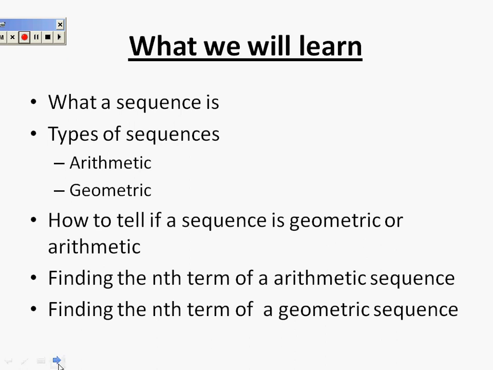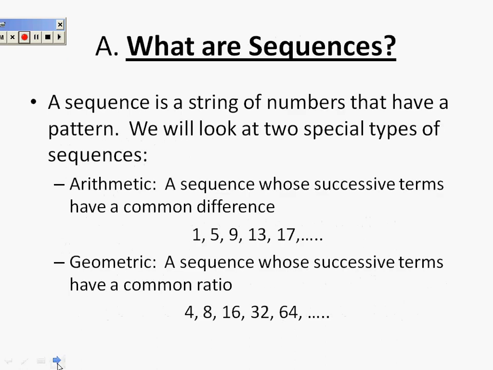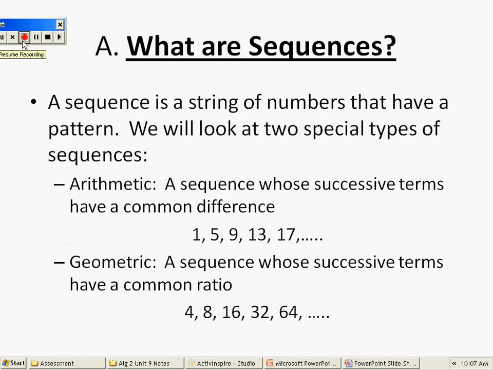So that's our goals. Alright, so let's go ahead and write down what sequences are in general here. So a sequence, well, what is it? It's a string of numbers that have a pattern. And we're going to look at two main types. There's the arithmetic one. That's a sequence whose successive terms have a common difference.